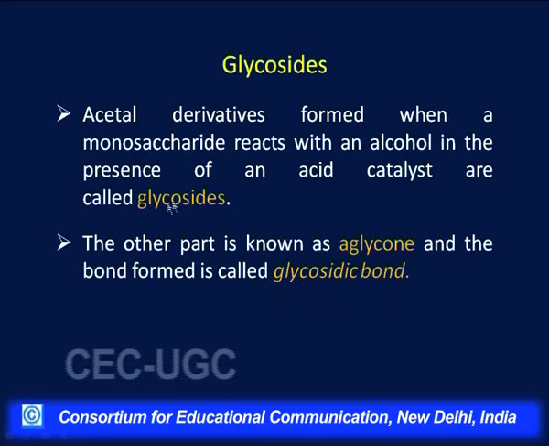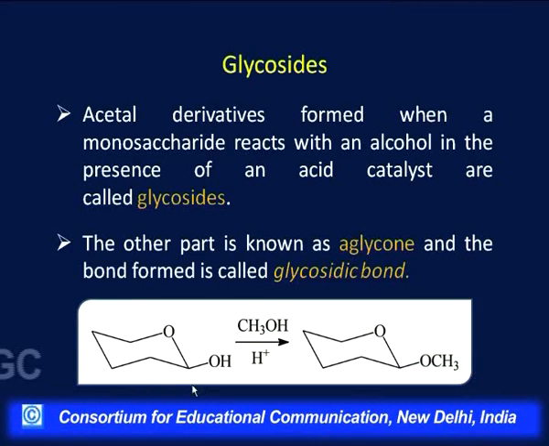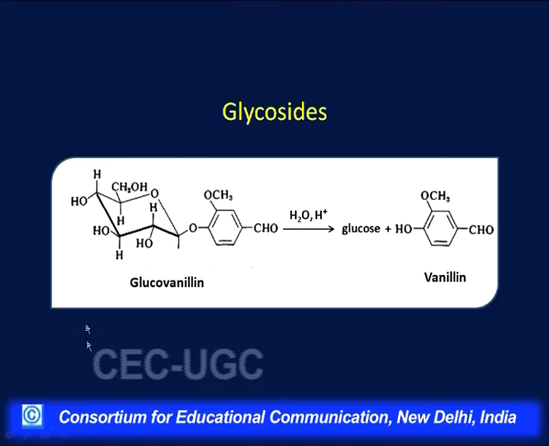So, the sugar part that combines with a non-sugar part is called a glycoside. The bond joining them is called the glycosidic bond and the other part is called the aglycone. For example, this is just a skeleton for any monosaccharide, and this is the hydroxyl at the anomeric carbon. It reacts with methanol. We call the compound formed a methyl glycoside. So, this methyl is the aglycone part here, and this bond which is now linking this carbon with this oxygen, we will call the glycosidic bond.